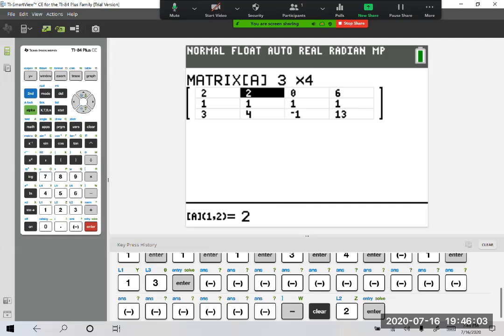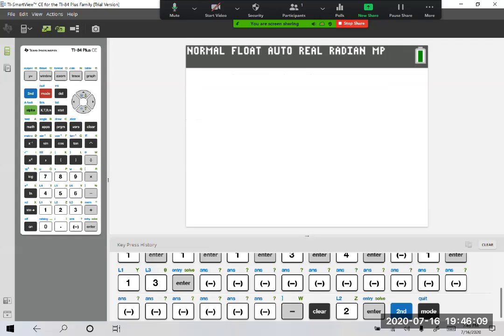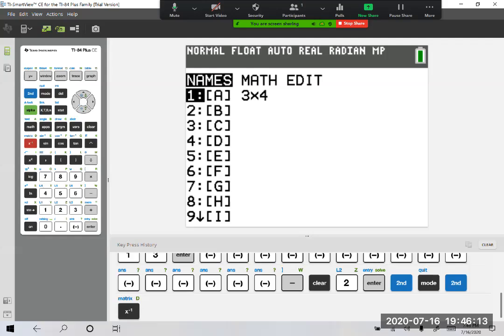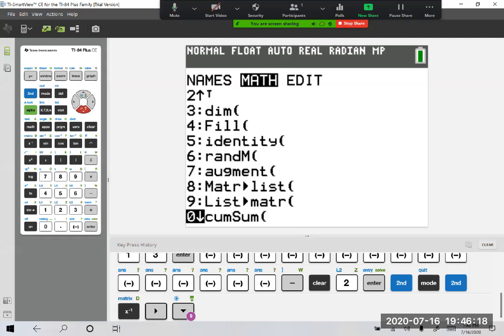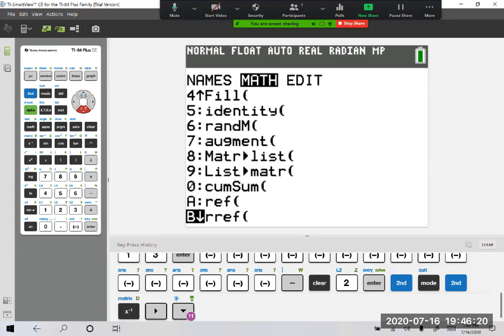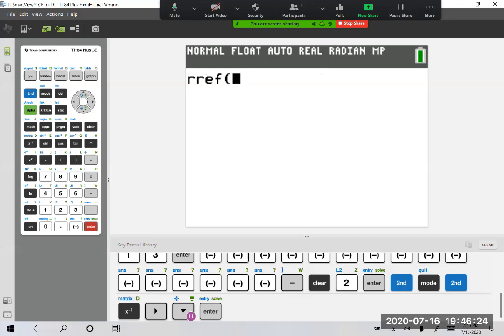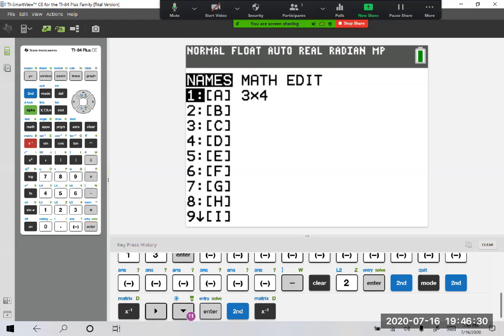Okay, so we have our matrix set up. I think everything's right. So now let's go second, quit. Now you go back in and you go second matrix and you go over to math. And then you go all the way down until you see RREF right there. On my calculator, it's letter B. So I'm going to hit enter. And now it's asking you, what matrix do you want me to RREF? So I'm going to go back into matrices, second matrix, and I want my matrix A under names, and I hit enter.